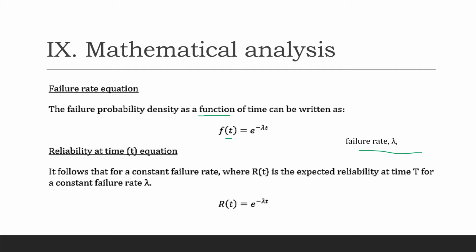I'm going to erase this. Now take a look at how we calculate reliability. Again, we're going to use a function of time. This is for a constant failure rate, so here lambda, the failure rate, is constant. This R(t) is the expected reliability at time t for the constant failure rate lambda. So R(t) is equal to e to the power of minus lambda t.